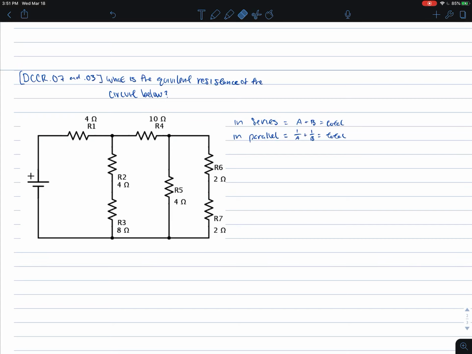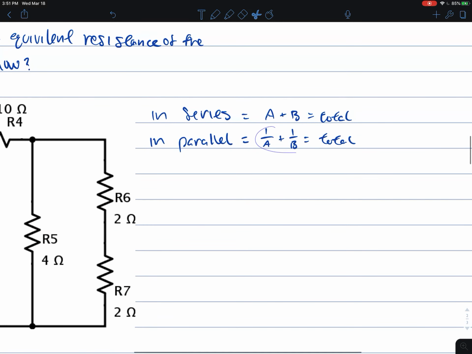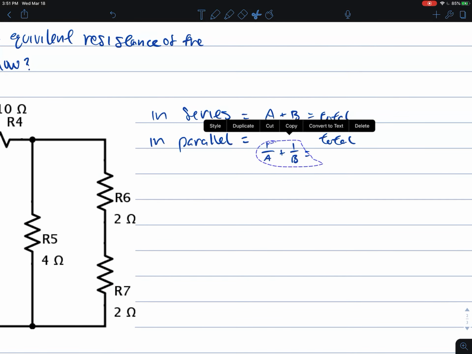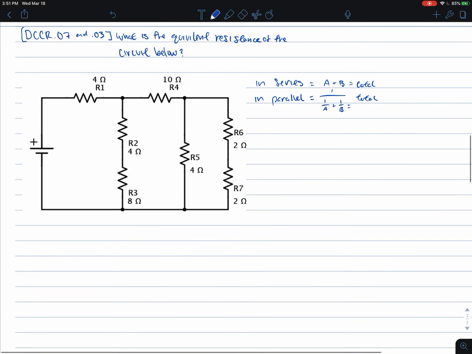So here's this. I have the circuit written down here, and then I just wrote that for resistors in series, you add them together, but in parallel, actually, it is 1 over this here.